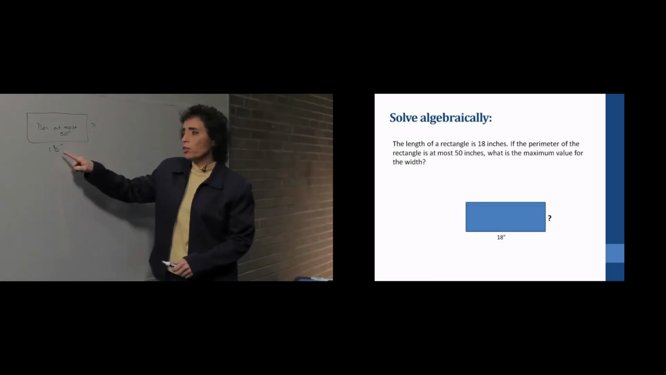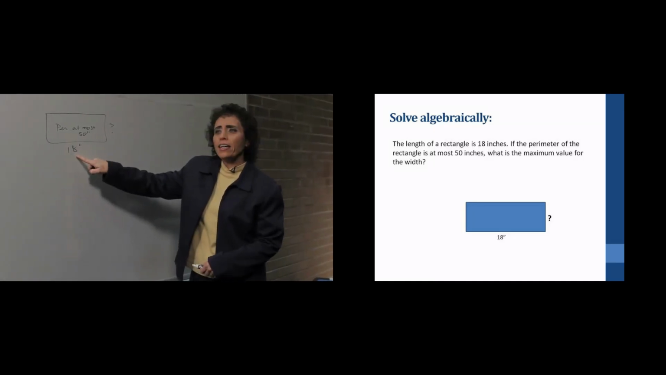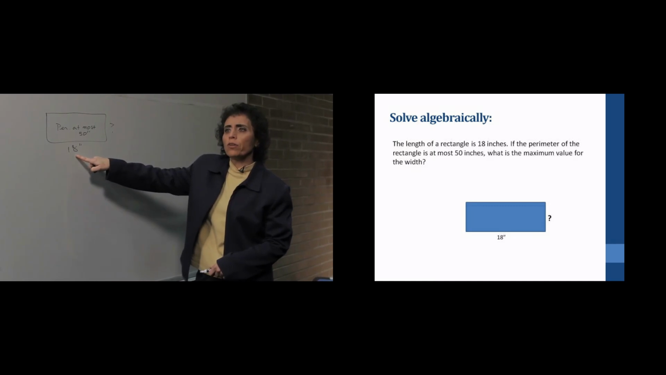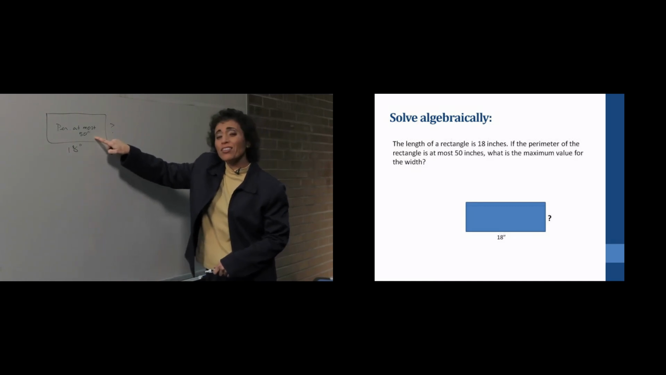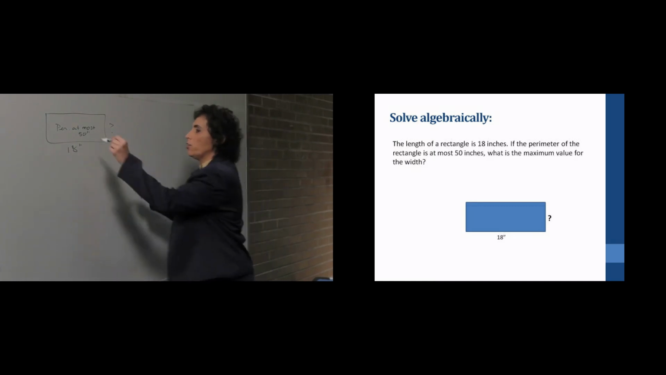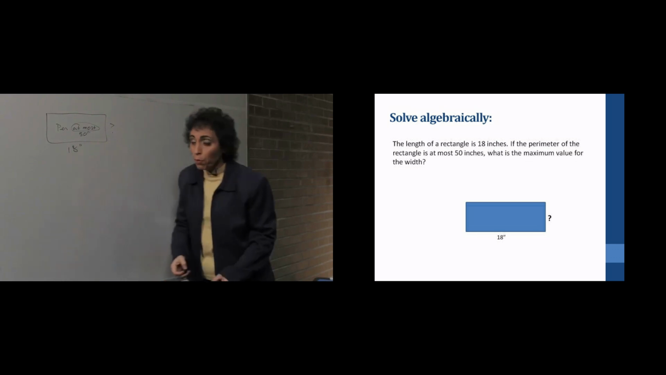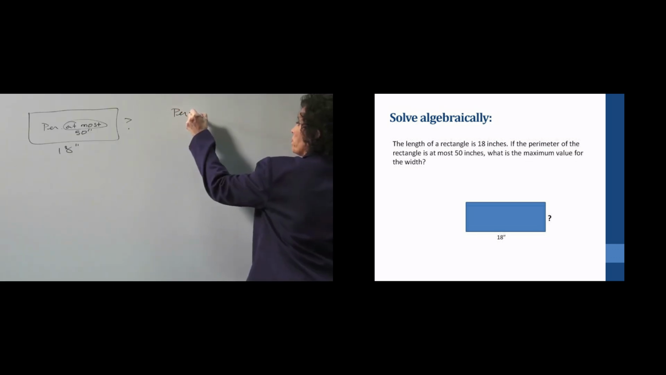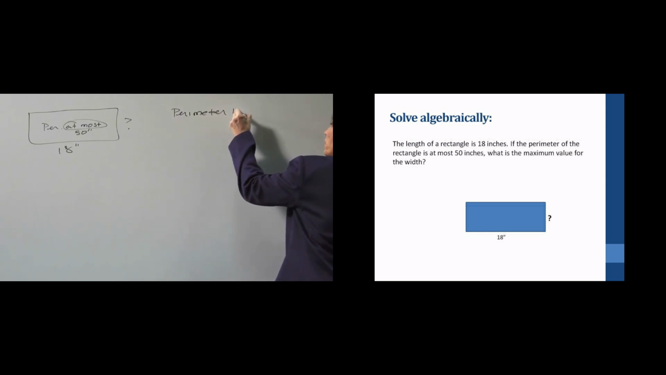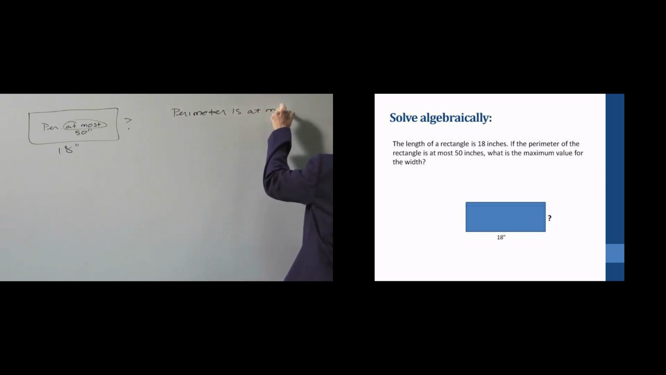We have a rectangle whose length is 18 inches, and we want to know the width if the perimeter is at most 50 inches. Here's the keyword, at most. At most means we have an inequality. So we know the perimeter is at most 50.